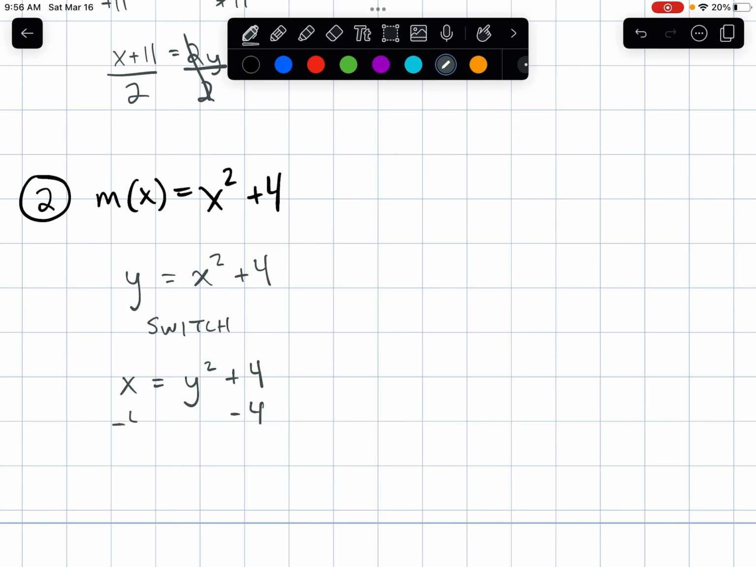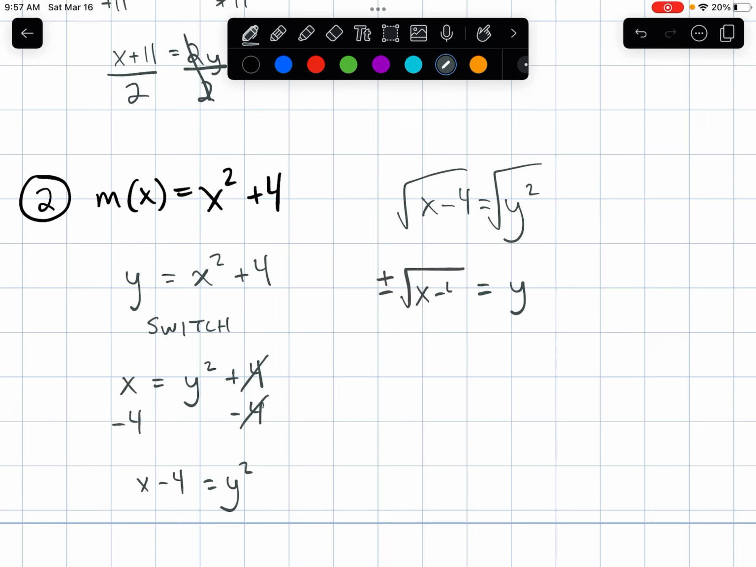I'm going to subtract 4 on both sides to try to get the y all by itself. And now we've got x minus 4 equals y squared. Well, I know that to undo a square, I'm going to have to square root both sides. So we're going to square root the right and square root the left. And we end up with y equals, but remember when I take the square root of both sides, I have to consider both the positive and the negative, okay?